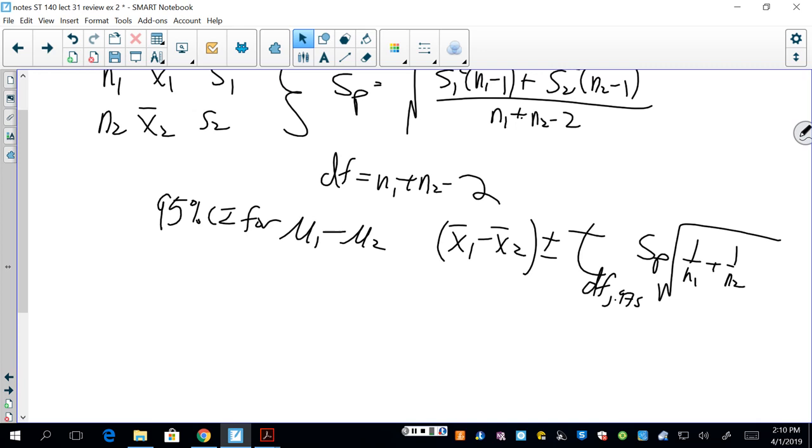As you're answering the problems, you can label the different things that are in there, like what the sample sizes are, and things like that.